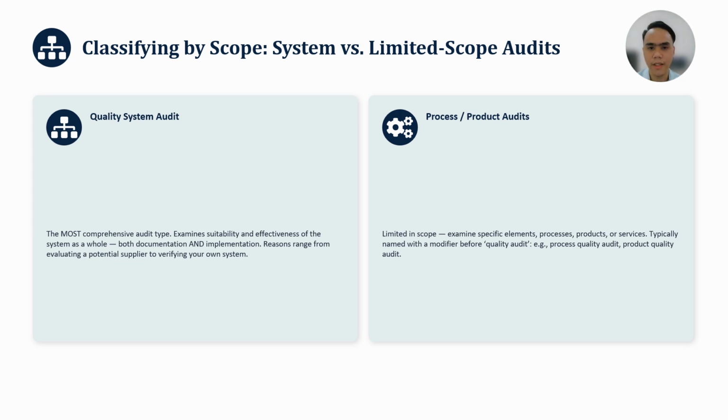So these narrow audits are typically referred to with a modifier preceding the term quality audit. Examples include process quality audits and product quality audits. So when someone says process quality audit, they mean something deliberately narrower than a full quality system audit, examining just that one process rather than the whole organization around it.